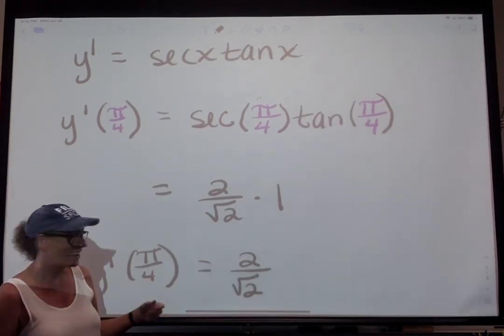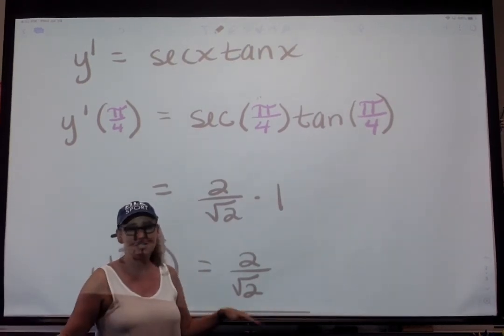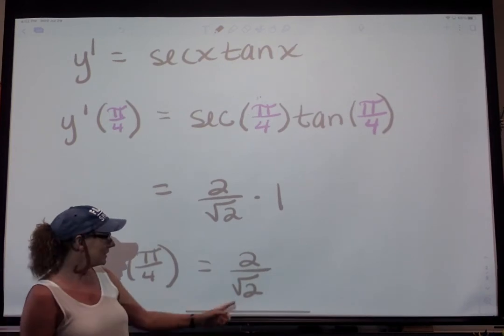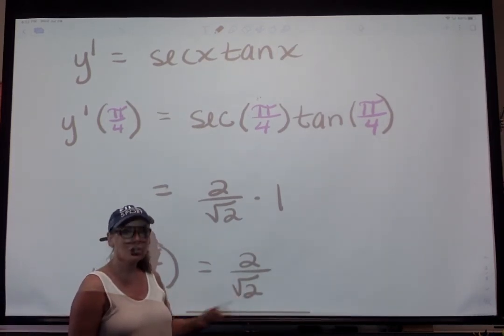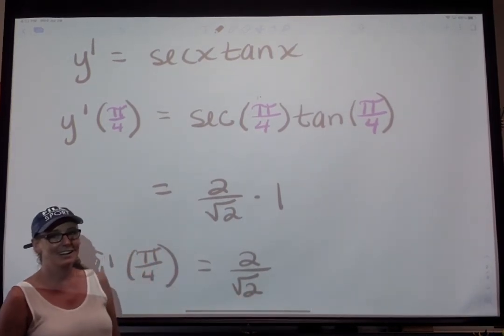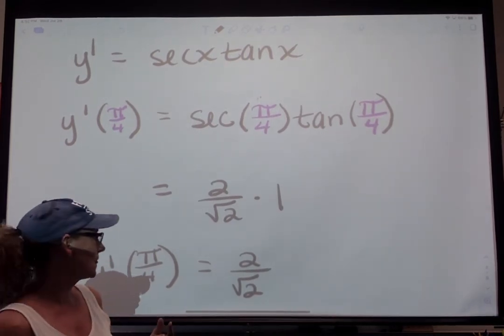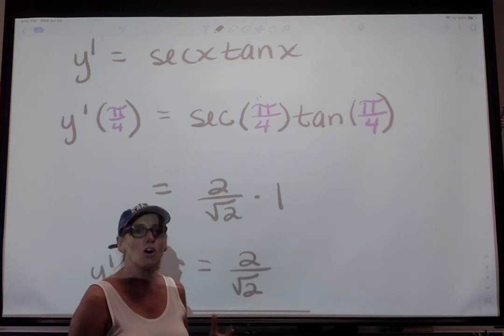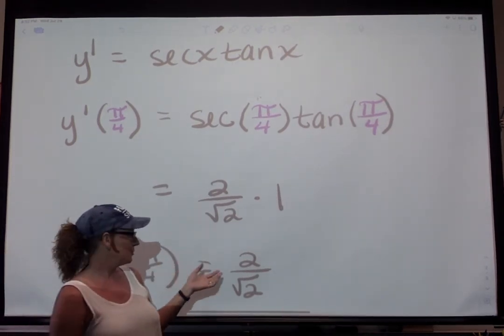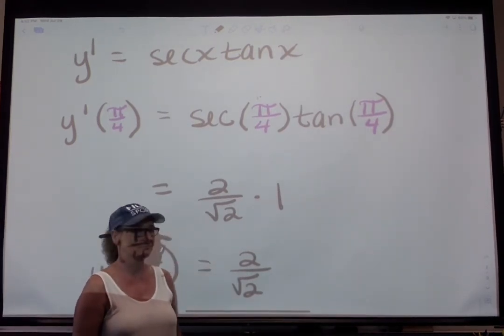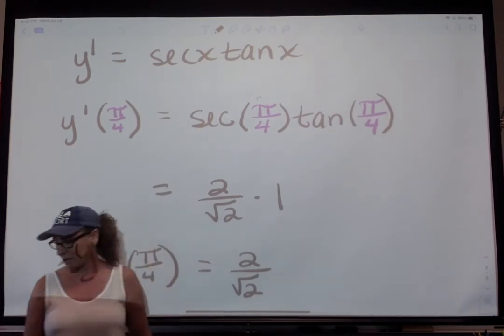And the cool thing about calculus is you don't have to rationalize your denominator. When you end up with a radical in the denominator, you can leave it. I don't know why. I have no idea why. My theory is calculus is so hard, they don't want to make you do extra work. I don't know. I just made that up.